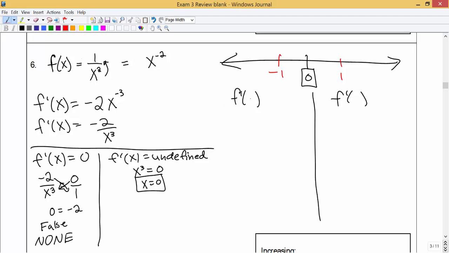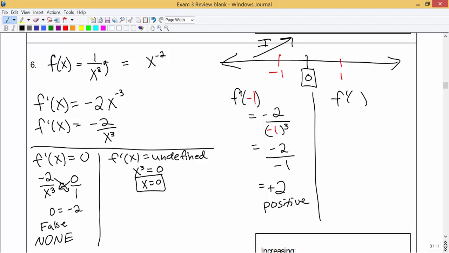To the left, I'm putting in negative 1. We get negative 2 divided by negative 1 cubed. Negative 1 cubed is negative 1, so negative 2 divided by negative 1 gives a positive 2. Since the slope here is positive, we know we're increasing from left to right on the left side of 0. And we're going to put in a positive 1 into the derivative as well.